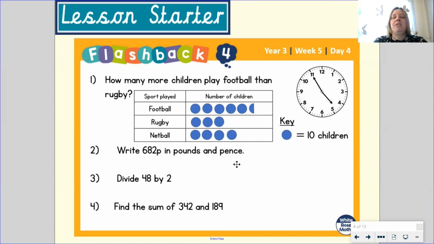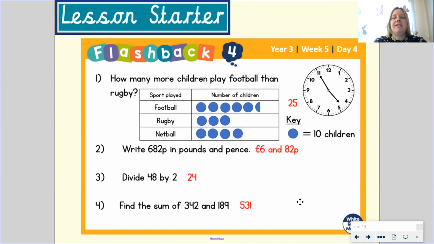Question 2. Write 682p in pounds and pence. Question 3. Divide 48 by 2. Question 4. Find the sum of 342 and 189. Pause your video now and have a go at solving those questions.